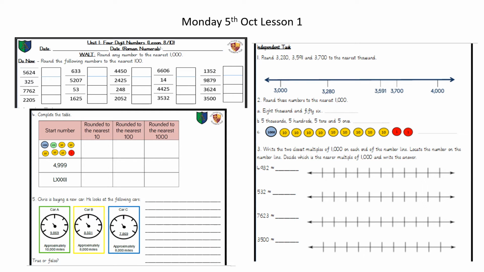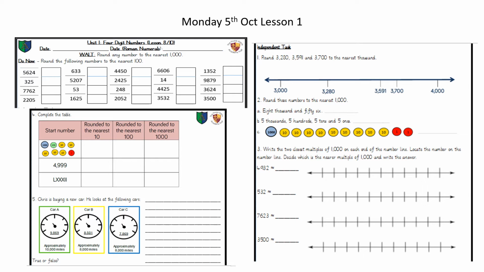Then today, for our main activity as our independent task, we'll be rounding to the nearest 1,000. This follows the same things that we were doing last week when we rounded to the nearest 10 and the nearest 100. Let me talk you through question 1. Round 3,280 to the nearest 1,000. You can see on the number line I've placed 3,000 at the start of my number line and 4,000 at the end. This is because 3,000 and 4,000 are the multiples of 1,000 that sit either side of 3,280. I have placed 3,280 on my number line, and you can clearly see it's closer to 3,000. This means it rounds down.